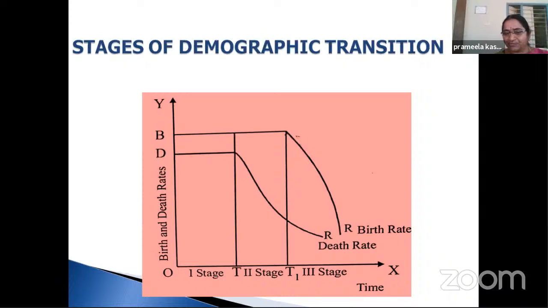In the second stage, we can find a high population explosion due to a decline in death rates and higher birth rates. And in the third stage, both birth and death rates are lower, which may lead to slow growth or stagnant growth in population. So these are the three stages in demographic transition theory.